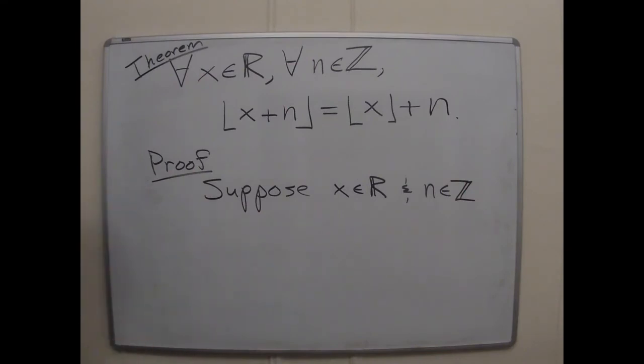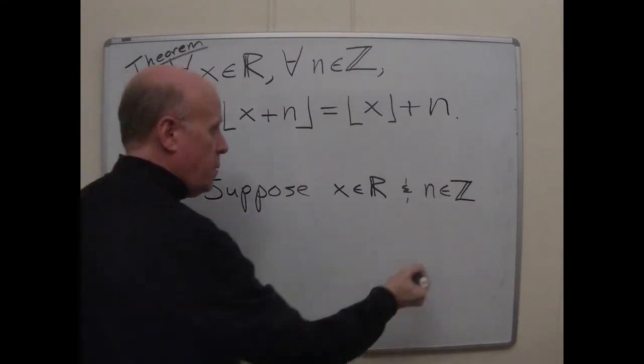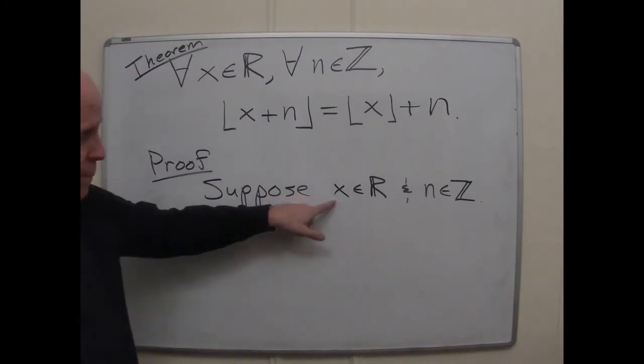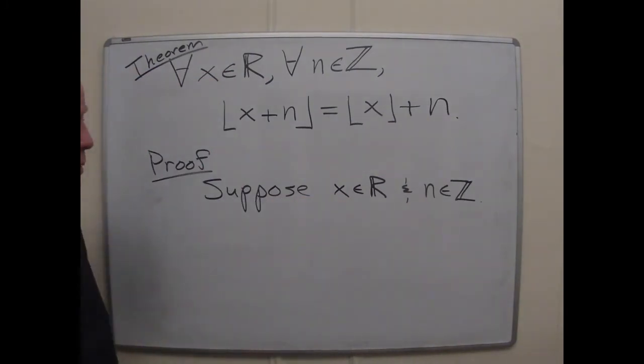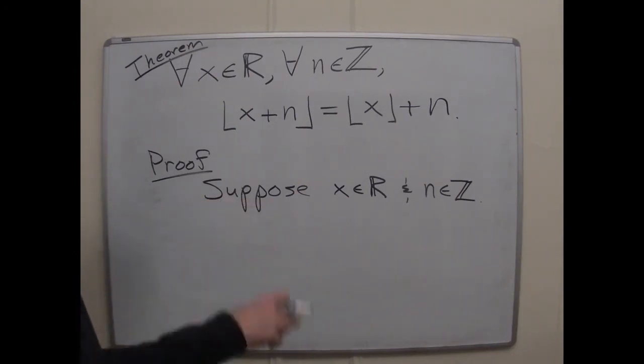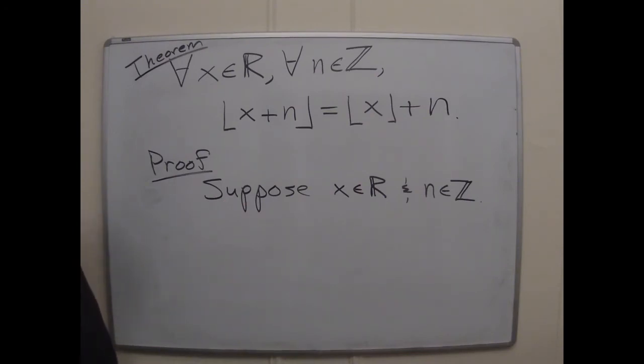And you understand that, I mean, we're doing the method of generalizing from the generic particular, so x and n really are particular, but no special treatment for them. They're just randomly chosen, so long as they live in the sets we're supposed to say. Suppose x is in R and n is in Z.